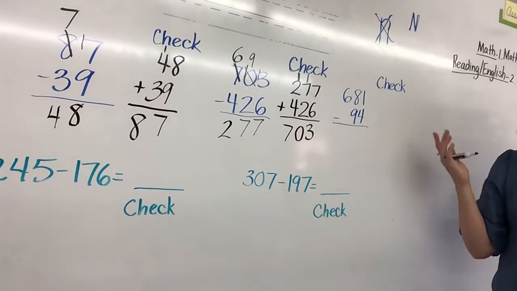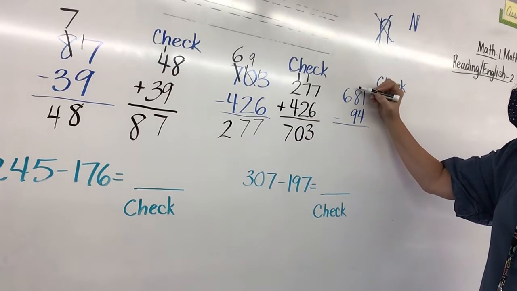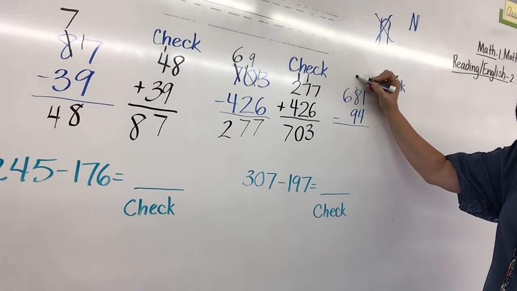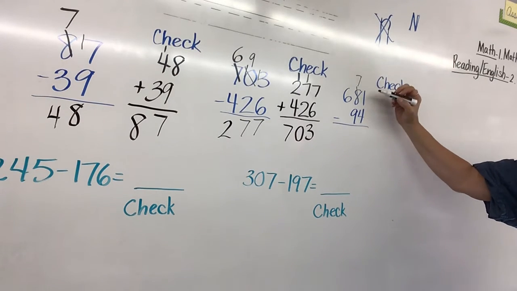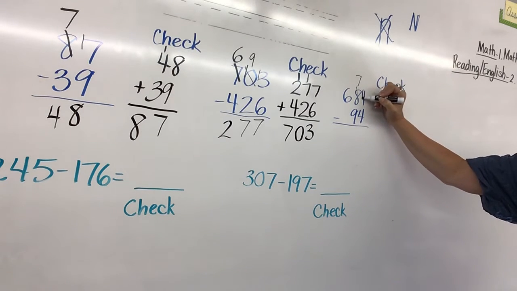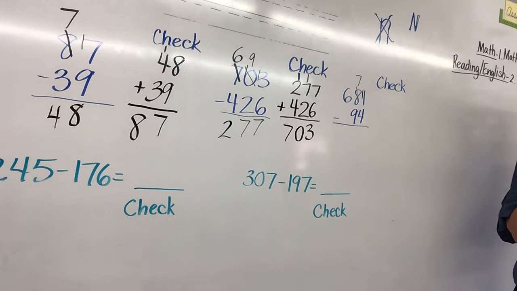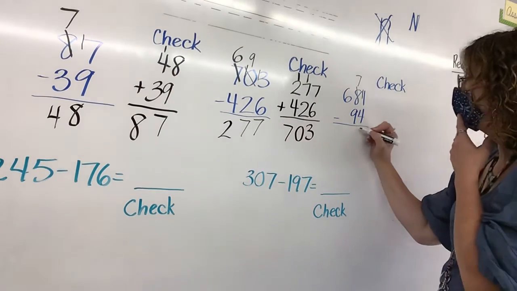Okay, so we're going to say 1 minus 4. You can't do that. So we have to go to the tens column, cross out the 8 in the tens column, and it becomes a 7. Now we can give those 10 ones. 1 ten becomes 10 ones. 10 ones plus 1 is 11. So change that 1 to an 11. All right, 11 minus 4. 7. Sit up.